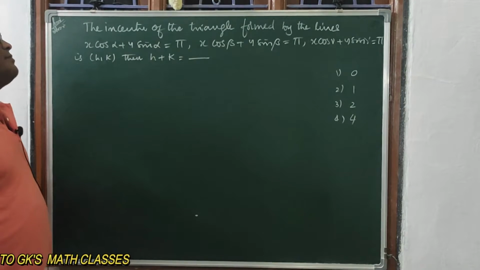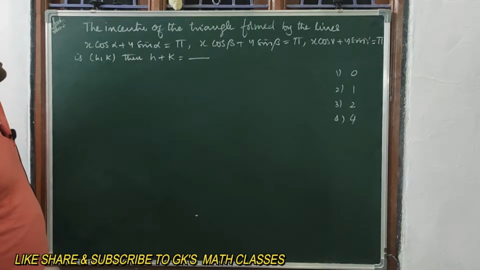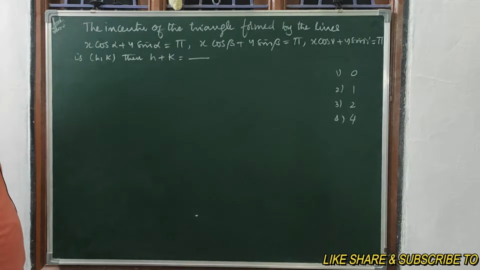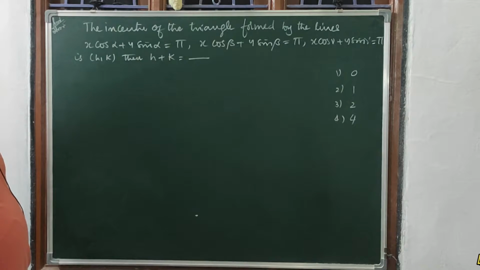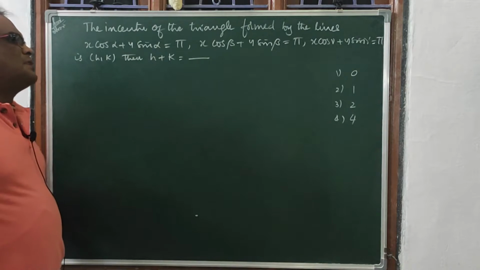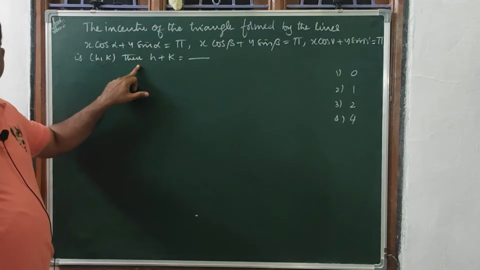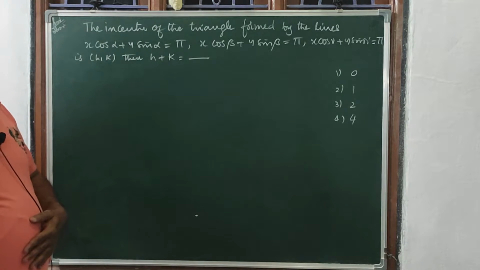The incenter of the triangle formed by the lines x cos alpha plus y sin alpha is equal to pi, x cos beta plus y sin beta is equal to pi, x cos gamma plus y sin gamma is equal to pi is (h, k). Then h plus k is equal to.